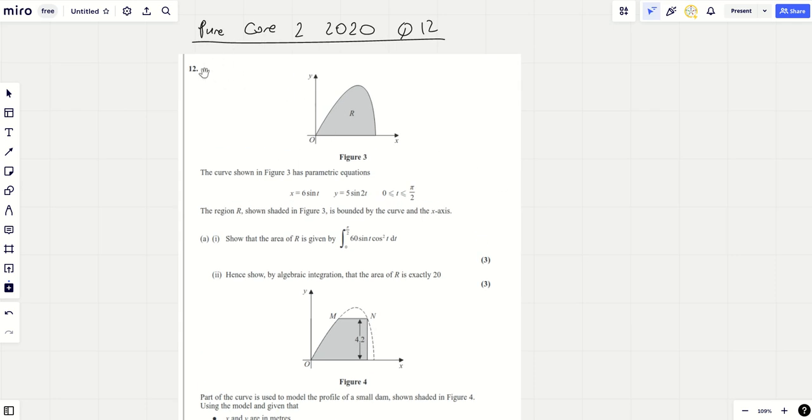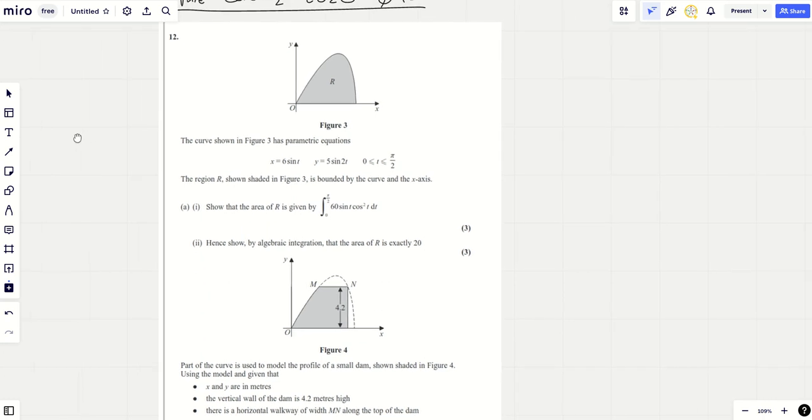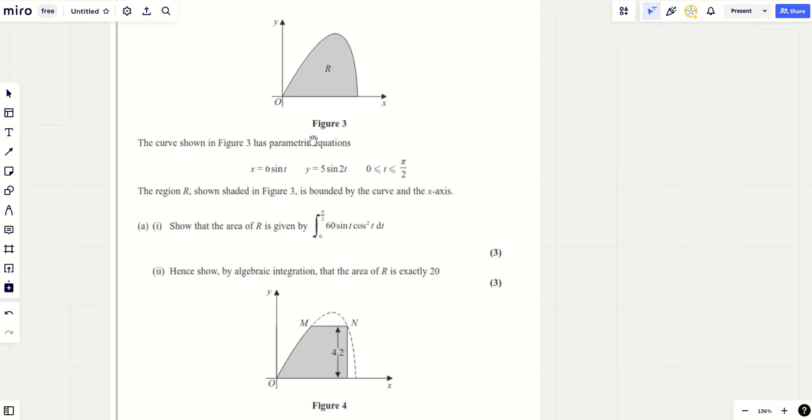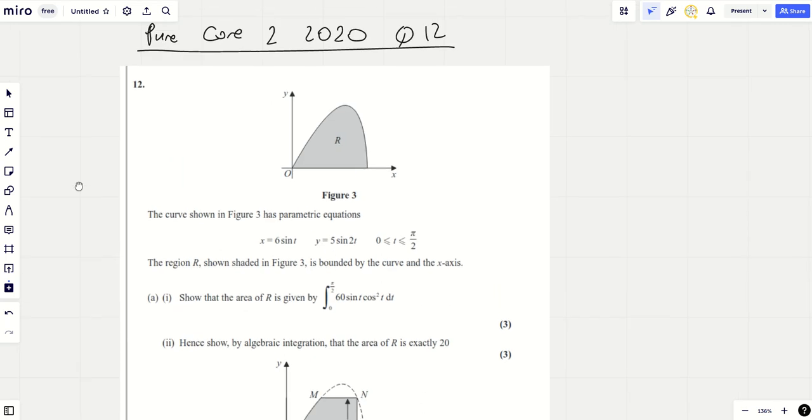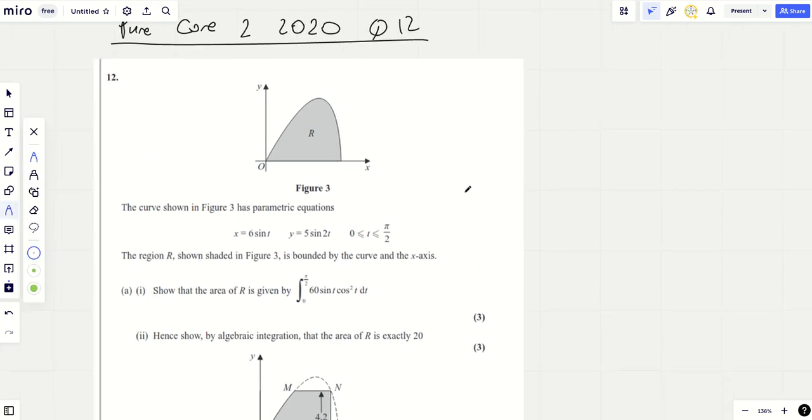This time we're going to do question 12 on Pure Core 2 2020. Okay, this one looks like parametric integration. I've got a bit of a history with recommending that parametric integration won't come up, and it does, so make sure you know this. So x is 6 sine t, y is 5 sine 2t. We've got to show that region R is given by this.